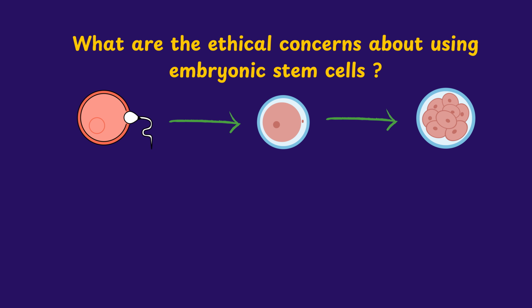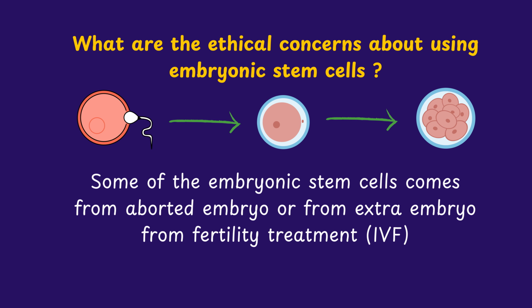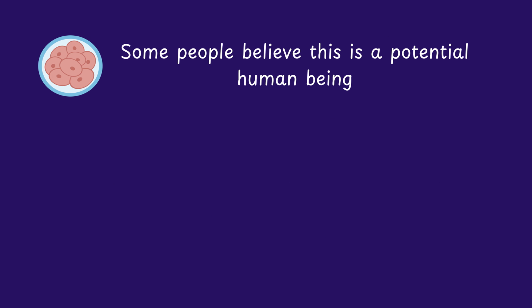Quite a bit of work is being done using embryonic stem cells. Research and tests and trials are being done. Where do they get these embryonic stem cells from? Some of the embryonic stem cells come from aborted embryos or from extra embryos from fertility treatment. People who do IVF have leftovers, and so they use those stem cells because they would have been discarded anyway.